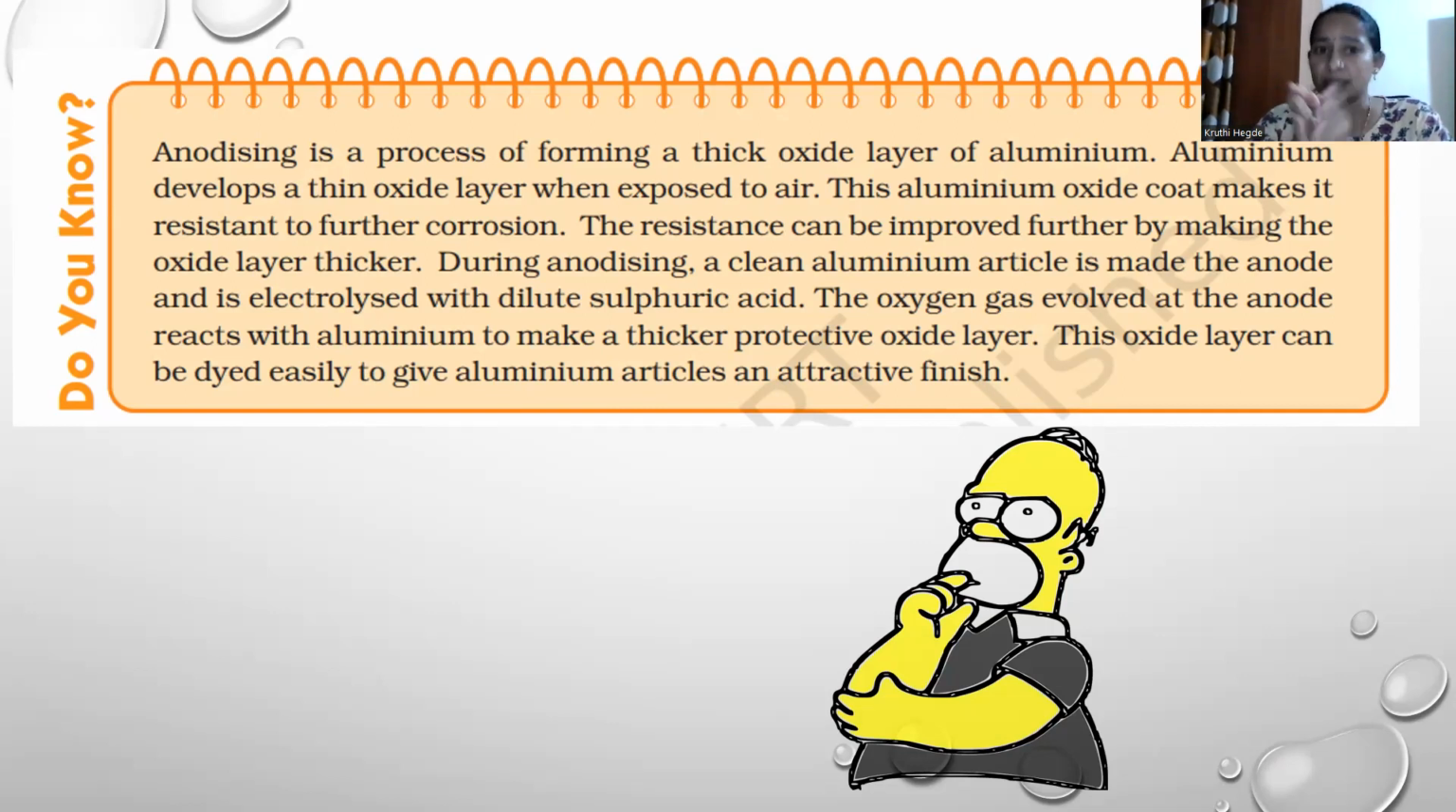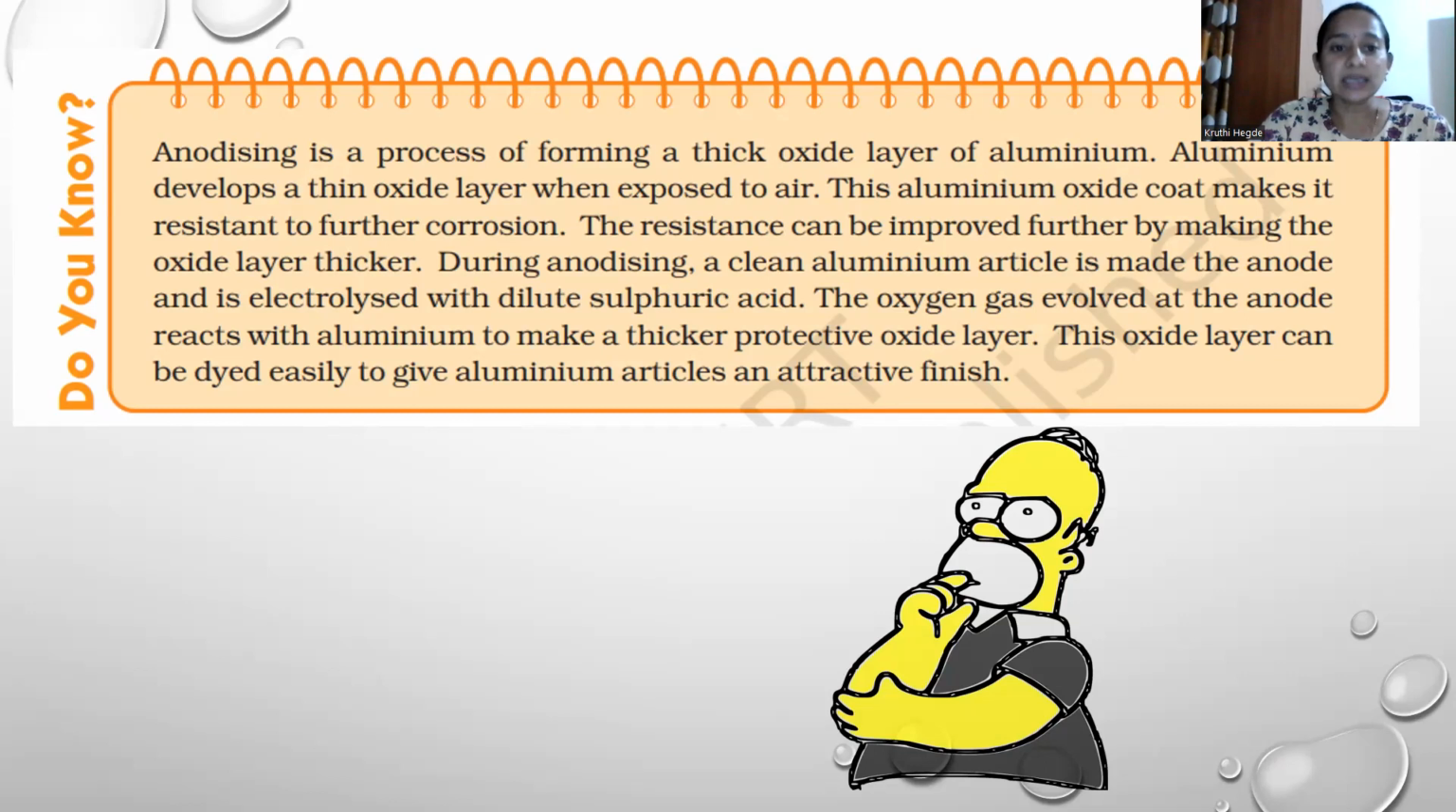What they'll do, they'll take the aluminium article which has to be anodized and keep it as the anode. They'll dip it in the sulfuric acid solution and pass the electricity. When current is passed, the sulfuric acid will split and produce oxygen gas near the anode. That oxygen gas will react with the aluminium article kept as anode and produce aluminium oxide, which gets coated over that article. Hence, this anodizing process helps to prevent corrosion to some extent.